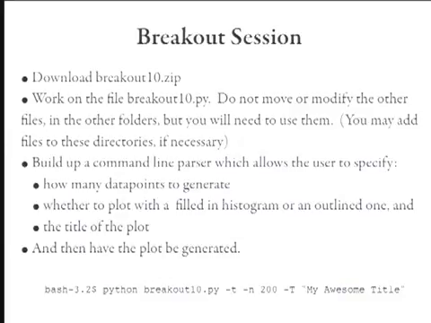Basically I want this command line parser to be able to specify how many data points you want to generate. Down here you see the flag -n 200, so that's saying I want to generate 200 data points. And then there's this flag -t, which will say whether I want to plot a filled-in histogram or an outlined one, and also be able to specify the title of the plot with the -T flag, and then have the plot generated. Make sense? Okay? Have fun.